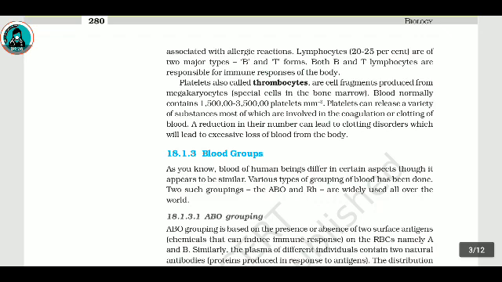18.1.3 Blood groups. As you know, blood of human beings differs in certain aspects, though it appears to be similar. Various types of grouping of blood have been done. Of such grouping, the ABO and the Rh are widely used all over the world.